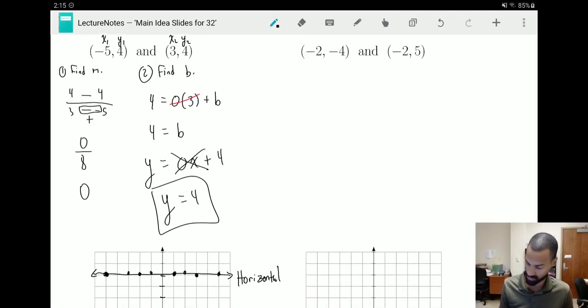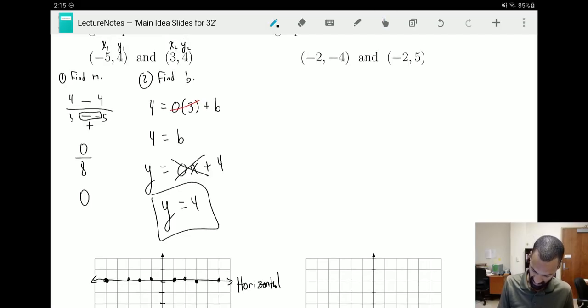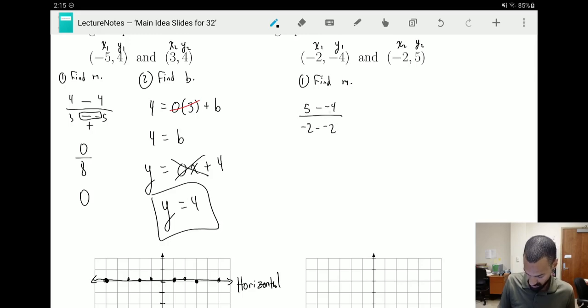You may notice what's going to happen here. All right, let's say we have, again, our first x, our first y, our second x, and our second y. If I try to find m, I would have to do y2 minus y1 over x2 minus x1. Subtract a negative is plus, subtract a negative is plus. We end up with 5 plus 4, which is 9, over negative 2 plus 2, which is 0.